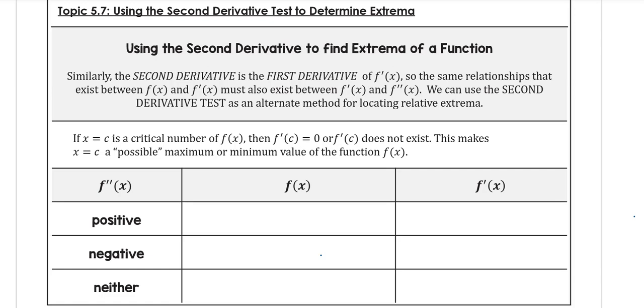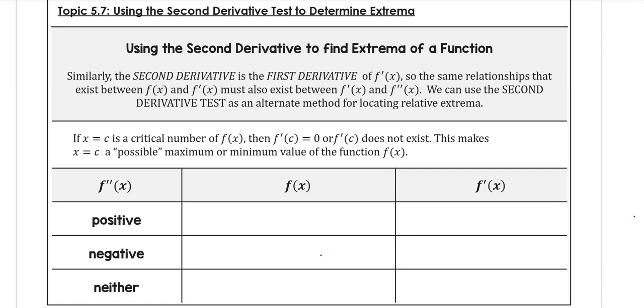So just to summarize everything in a table, if x equals c is a critical number of f of x, then f prime of c equals 0, or f prime of c does not exist. That's what it means to be a critical number of the function. This makes x equals c a possible maximum or minimum value of f of x.